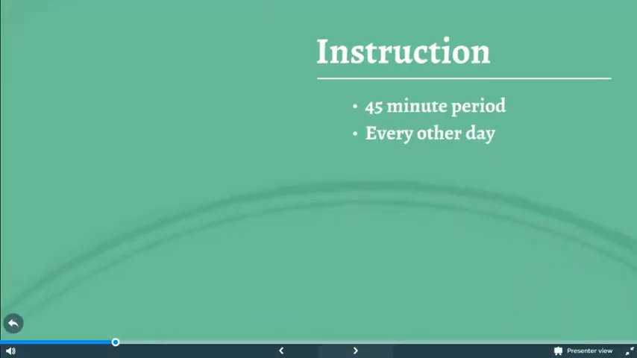Class is held every other day for 45 minutes per class period. This can cause problems with retention, as classes can sometimes go up to a week without instruction if an extended break coincides with a week of 2 meetings.